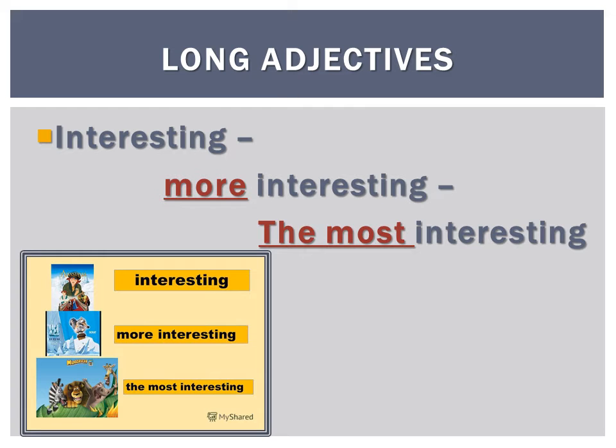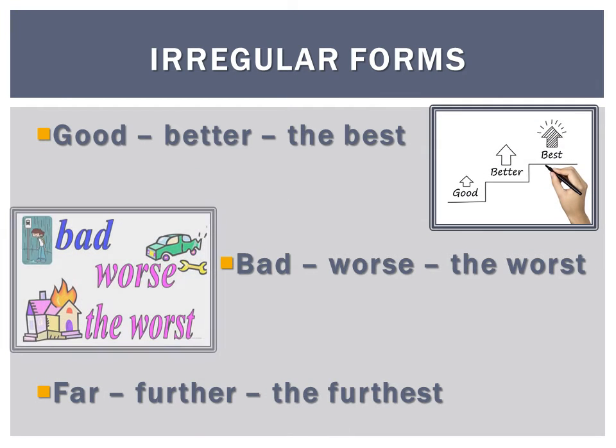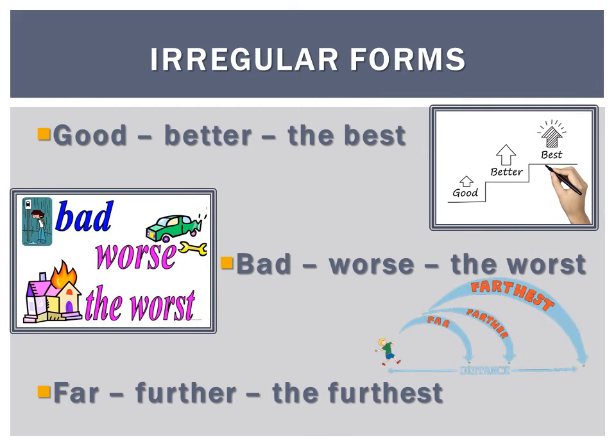With long adjectives, you use more and the most. Therefore, interesting, more interesting, the most interesting. And don't forget the irregular forms: good, better, the best; bad, worse, the worst; far, further, the furthest.